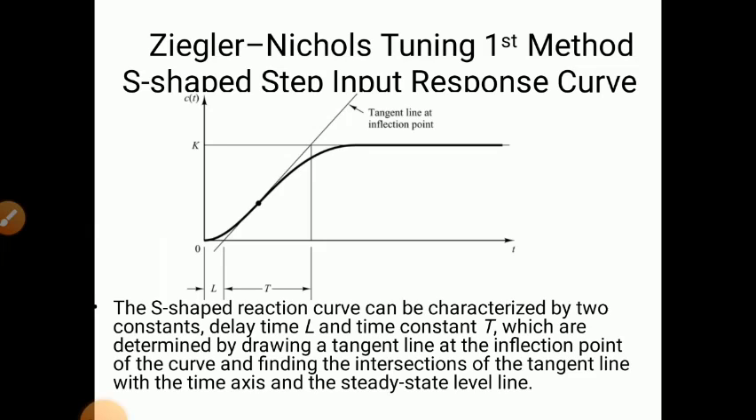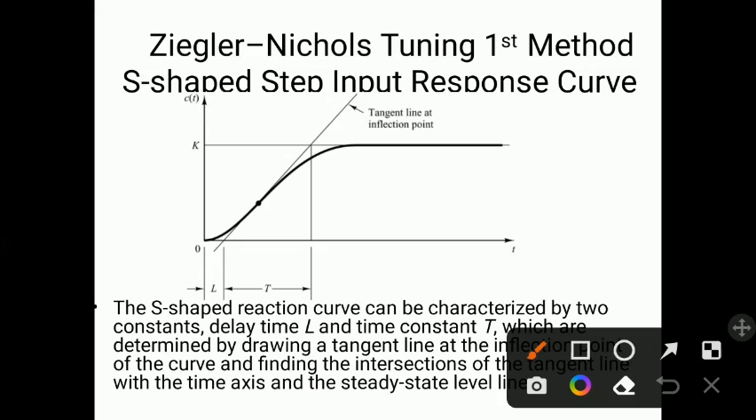So, Ziegler-Nichols tuning, first method: S-shaped step input response curve. The S-shaped reaction curve can be characterized by two constants, delay time L and time constant T, which are determined by drawing a tangent line at the inflection point of the curve and finding the intersections of the tangent line with the time axis and the steady state level line. Here there is one steady state curve like this, and to this curve we have to draw one tangent at the inflection point.